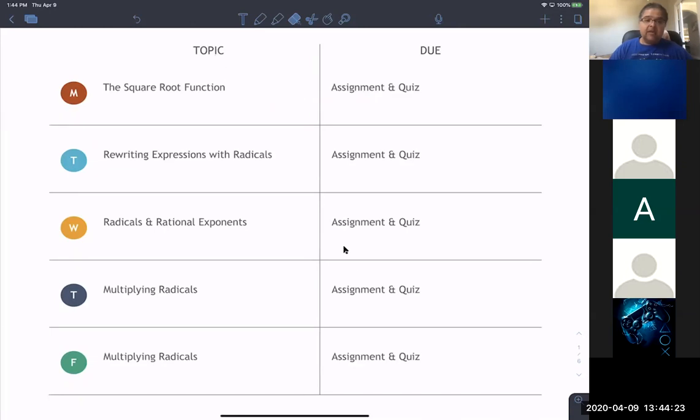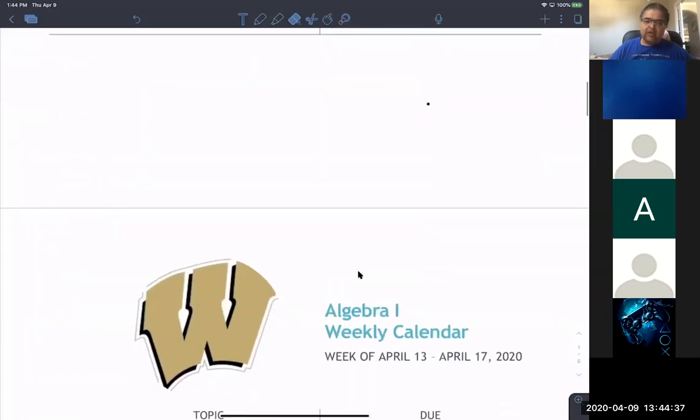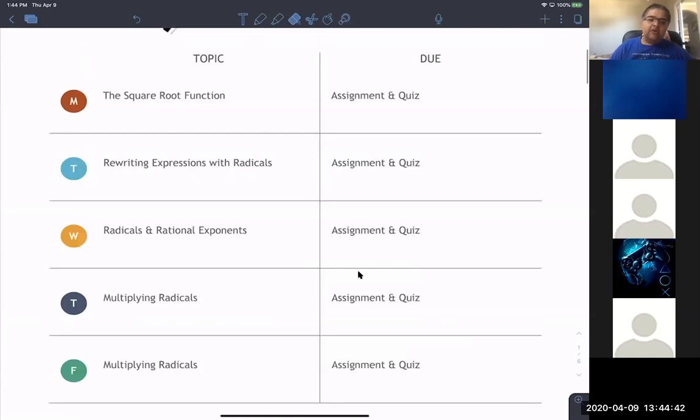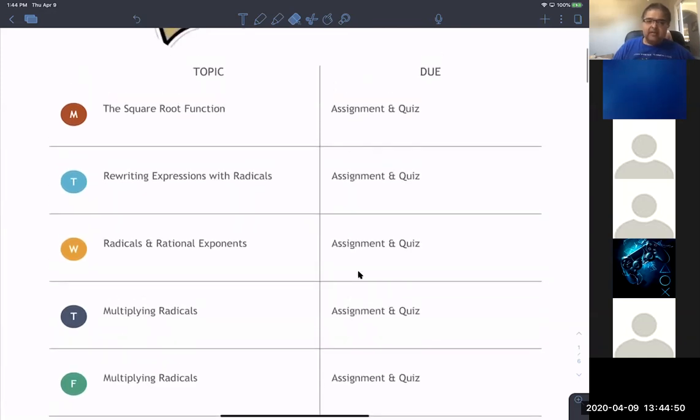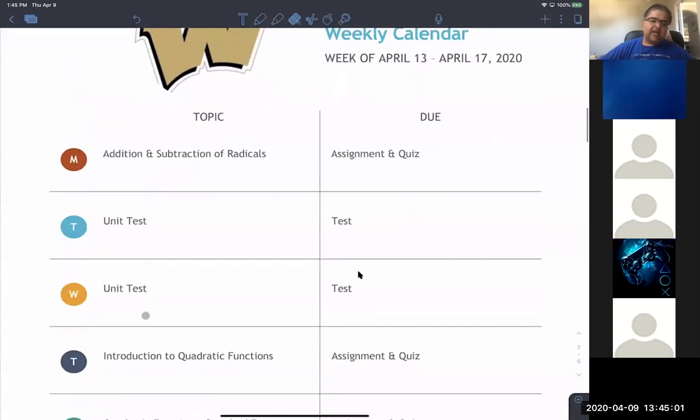So for some of you who did not do so well in your quizzes, I have given you extra retakes. You should have seen it this afternoon when you logged in, that you had extra quizzes. Today and tomorrow you should be finishing up multiplying radicals. By the end of this week, I need all of these assignments done: the square root function, rewriting, all this stuff. And next week will be your first test. It will be on Tuesday and Wednesday.